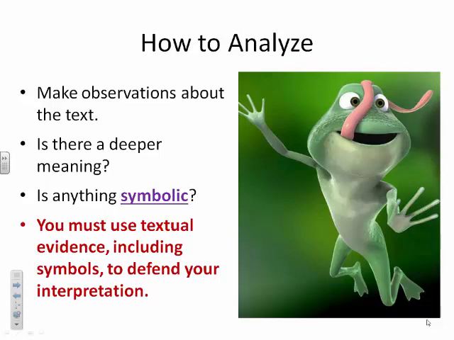So how to analyze a text? Well, first of all, you have to start out your analysis by just making observations so that you can see what is available, what the author does provide for us. Then you have to ask yourself, okay, here is what I notice. Is there a deeper meaning behind any of this stuff that just seems surface level? You also have to ask yourself, is anything symbolic? So you have to use textual evidence, including symbols, to defend your interpretation when you're talking about analyzing.